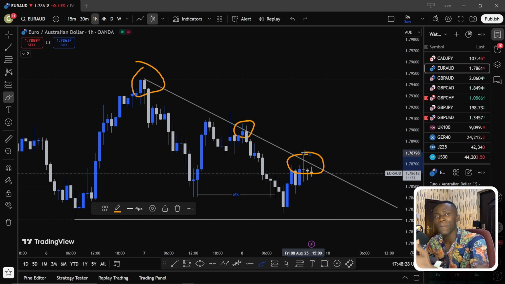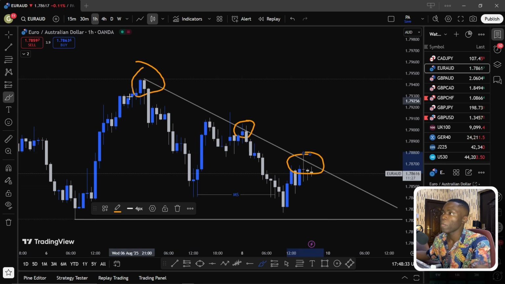And when it's testing this line, make sure that it's creating lower lows, lower than the previous one. Now, in this situation, here was the low the market created first. It came up and then it took out this low. Now, taking out this low has given us the confidence that the market is ready for the downside.